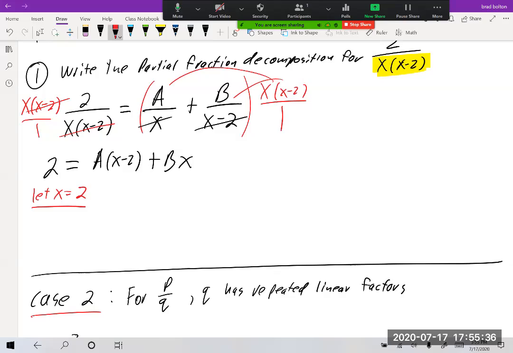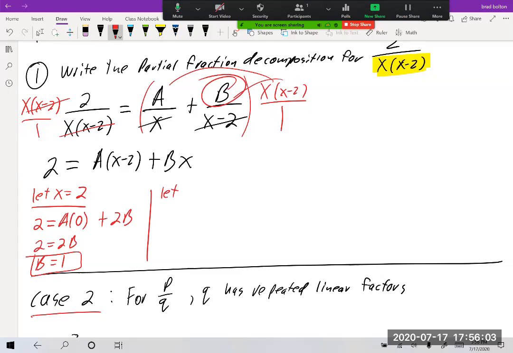You want to pick a good choice for x. So now I'm going to plug x into this equation. So now I have 2 is equal. Now when I plug that into here, this will become 0 plus 2 times b, or b times 2. So this will be 2 equals 2b. So then b is equal to 1. So I have my b right there. Now I go to do the next one.